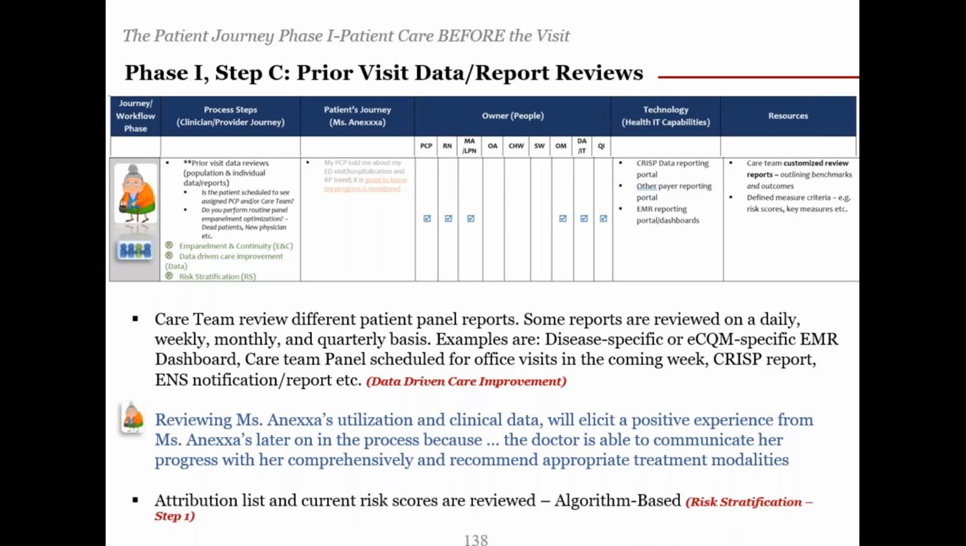So also looking at the attribution list and current risk scores and trying to see, is this patient high risk or low risk? How has that changed? We'll also talk about this in detail. So we'll talk more about risk stratification in the next slide.